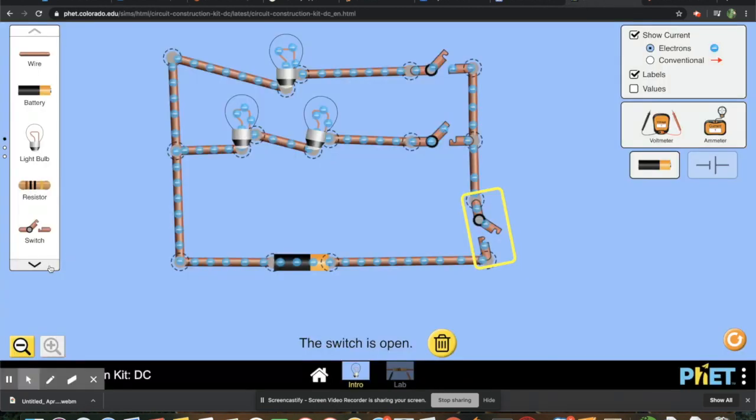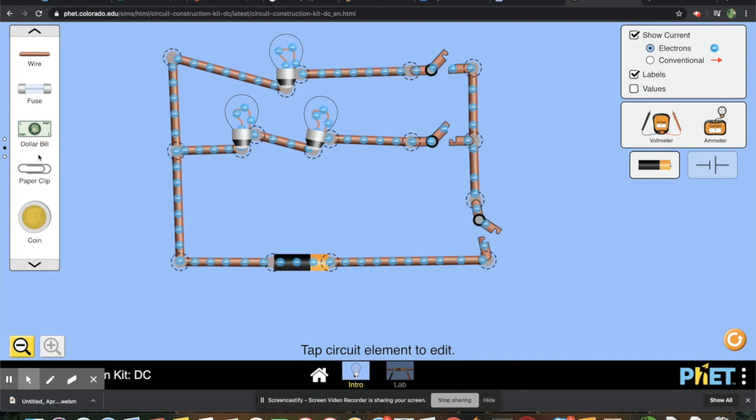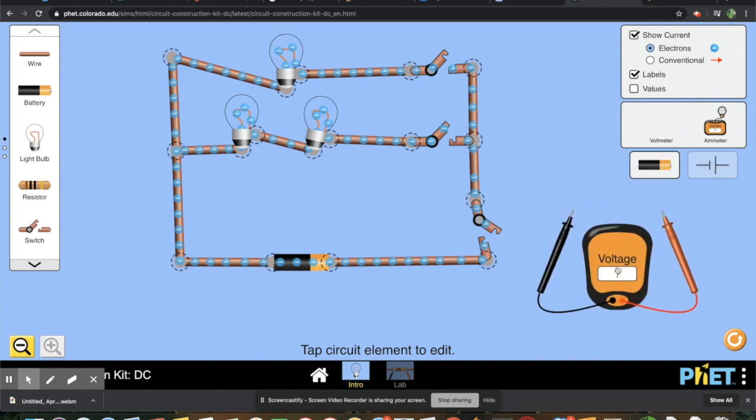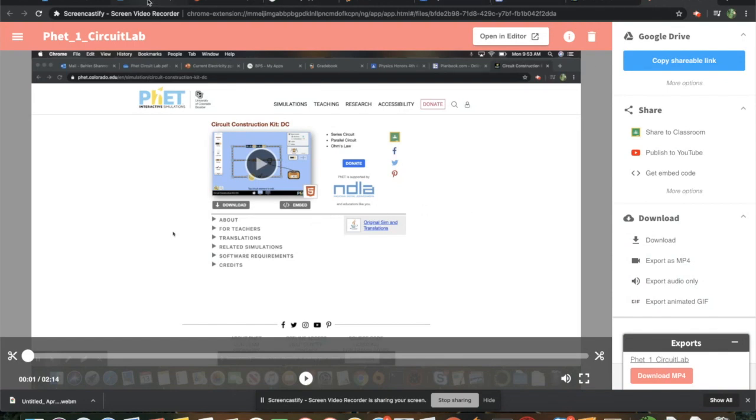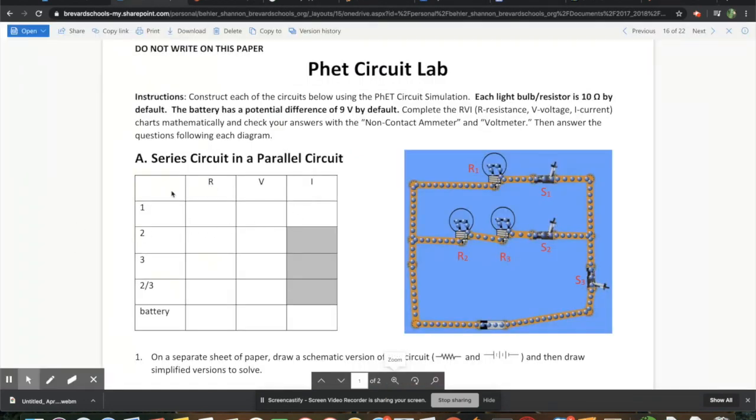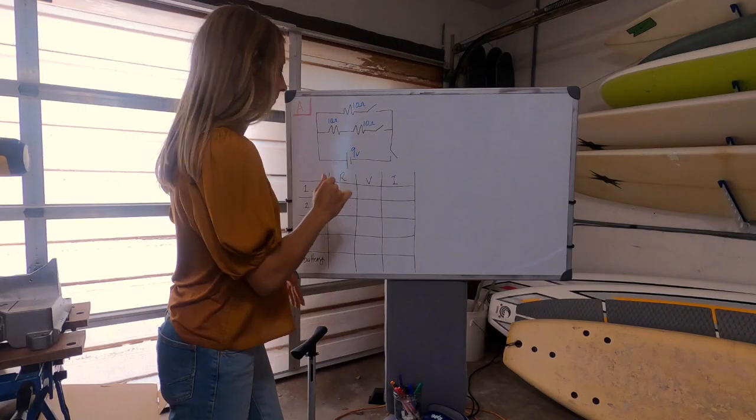If you scroll down, you can put random things in like paper clips and dollar bills and a dog. So I encourage you to play around with this. This is a really good way to also check old problems, or if you're studying for a quiz or test, you can build your circuit in here, check the voltage, check the current, and see if you're right. If you're not, then you know you've got to fix something. Okay, let's see. So that's where we're going to start. I'm going to draw this circuit like I normally would, and then I'm going to solve it like we have been. So let's do that.